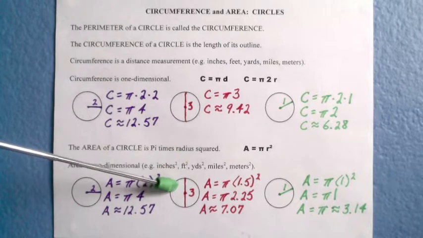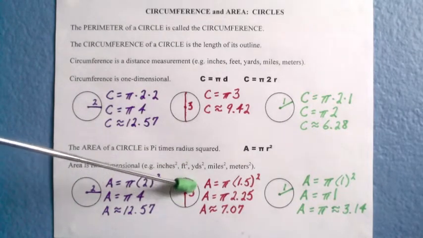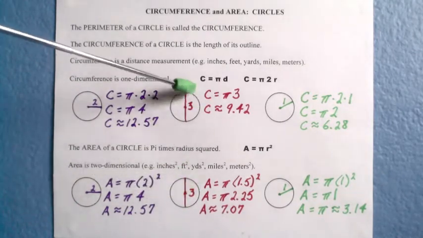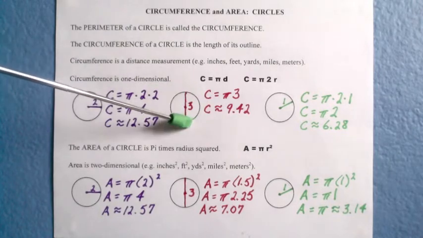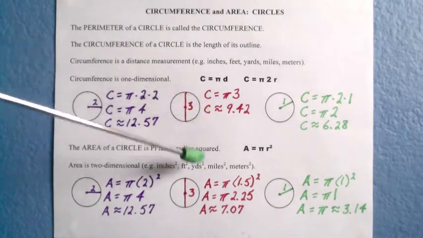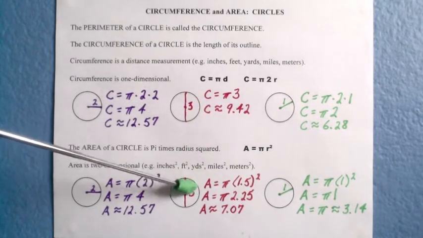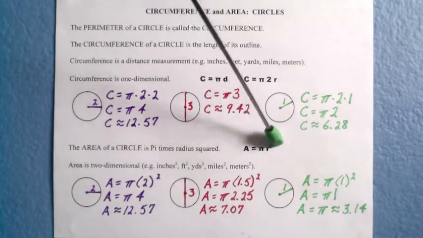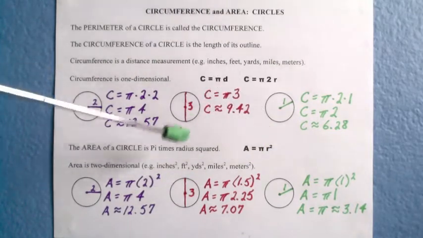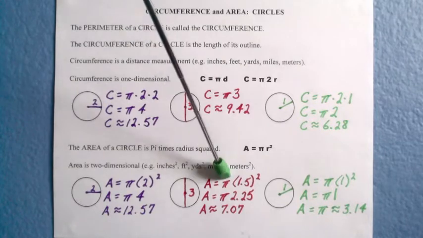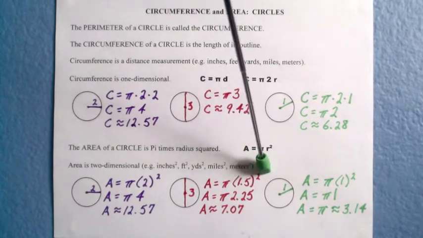The area of that same circle, the space inside the circle, not the distance around. Circumference is the distance around. Area is the space inside. This is the equation for area. So area equals pi times radius squared.